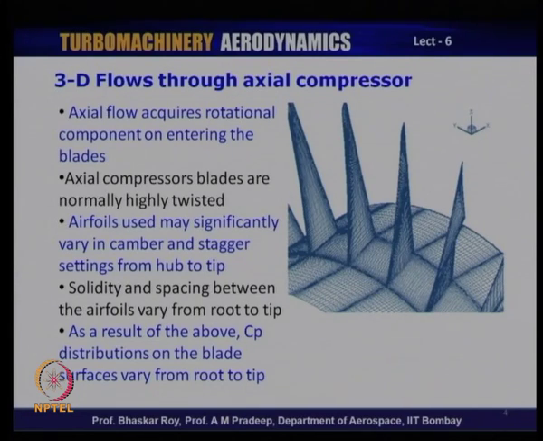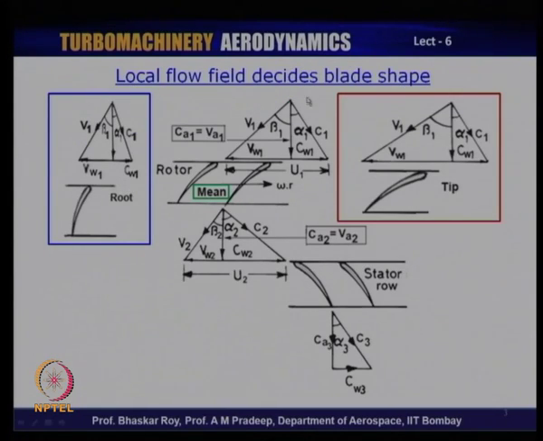And also we have seen, let us go back just for a minute, we have seen that the flow that comes into the root section most likely has a velocity much lower than at the mean, and at the tip it is even higher. So, the flow velocity at the tip is the highest, at the mean it is the median, at the root it is the lowest, and as a result of this change of velocity quite substantially, modern axial flow compressors require that you may like to use different kinds of aerofoil sections.